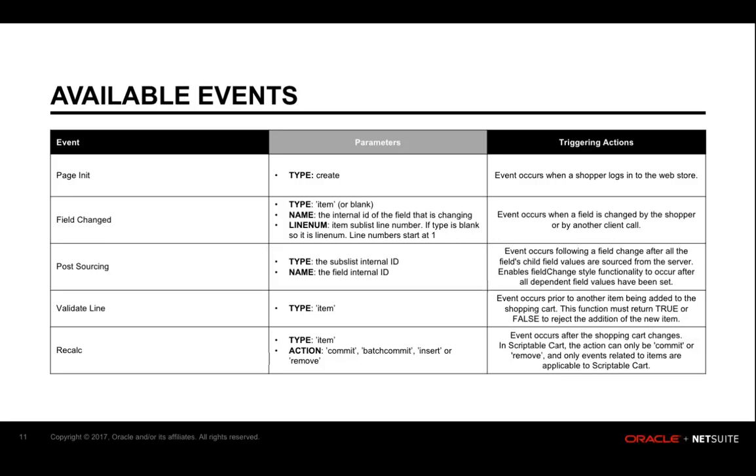When a shopper deletes an item from the cart, the recalc event is triggered too, and the order amount is recalculated because of a remove action. And when the quantity of an item changes in the shopping cart, the recalc event is also triggered and the order subtotal is recalculated due to a commit action.